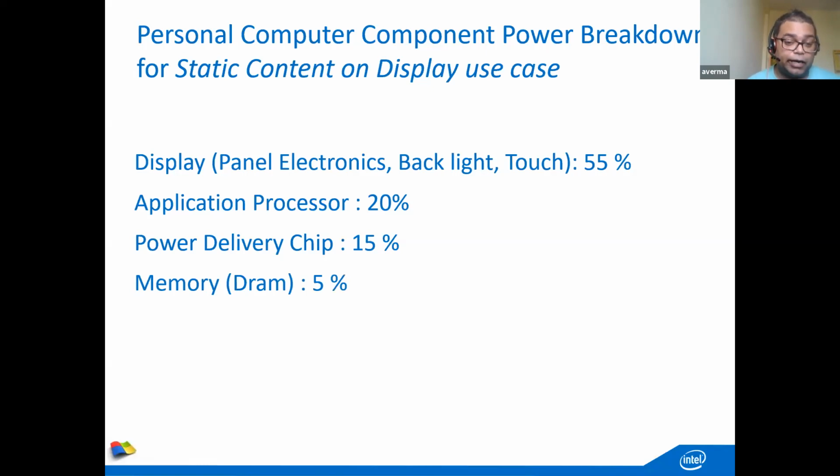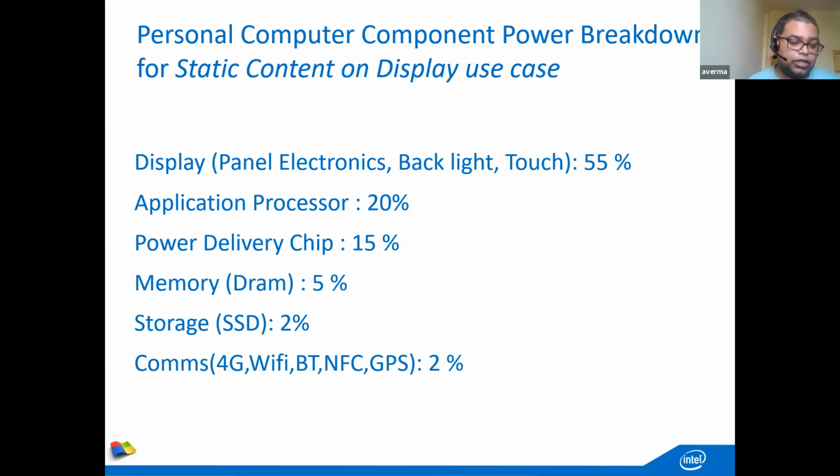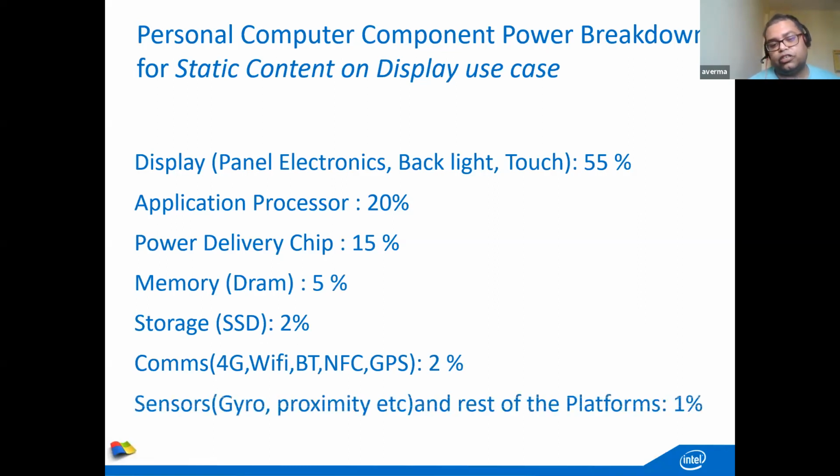Then the memory takes almost 5% of the power. Then storage takes almost 22% of the power. The communication side, whether it's 4G, Wi-Fi, BT, NFC, GPS, almost 2%. Then sensors, there are many, but overall those are quite power managed, and they take just 1% of the power. So this is a distribution of the power of a platform, and display takes more than half of that power. Then you have the application processor, then power delivery chip, and then the rest of the things like memory, storage, connectivity, IPs, and sensors.